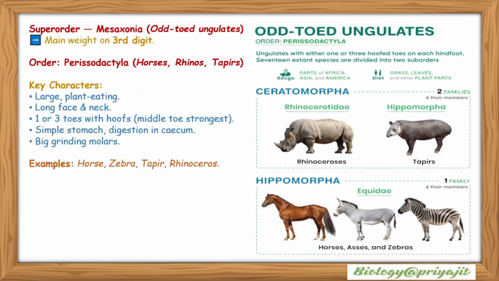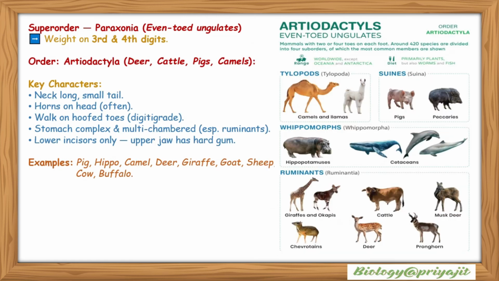Superorder Mesaxonia, which is the odd-toed ungulates. Main weight depends on the third digit. It includes order Perissodactyla, which includes horses, rhinos, tapirs, etc. The key characters are large, plant-eating mammals or ungulates. They have a long face and neck. They have 1 or 3 toes with hooves. The middle toe is the strongest. They have a simple stomach. Digestion is in the cecum. They have big grinding molars. Examples include horse, zebra, tapir, and rhinoceros.